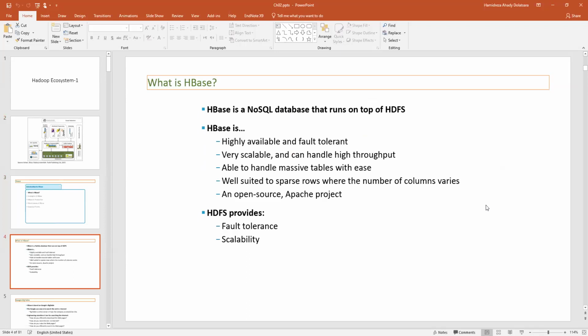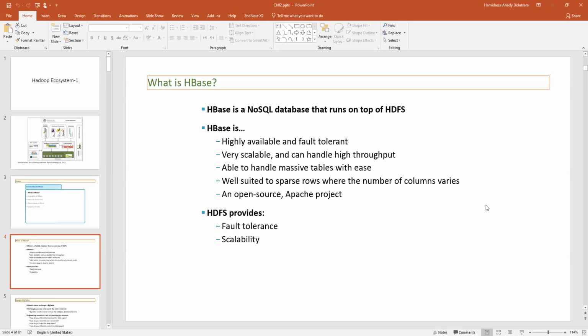So HBase is basically highly available and fault tolerant. Fault tolerant means you have many instances of your data over different cluster nodes, and if some of them break away, you have other copies, and HBase can handle it with the remaining nodes. So it's very fault tolerant, very scalable.